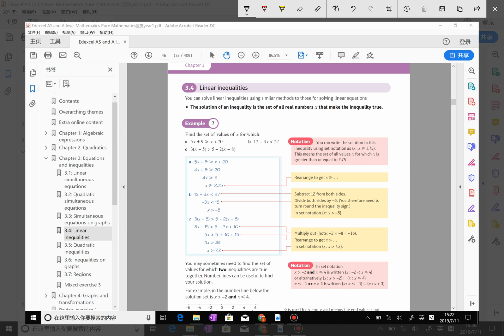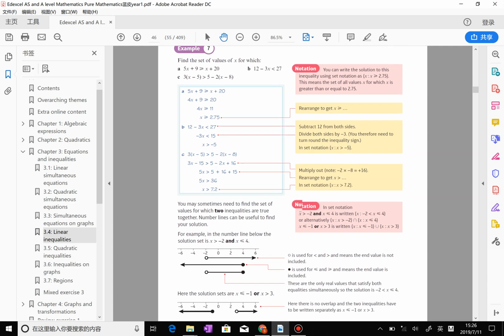So let's take a look at C. 3 bracket x minus 5 greater than 5 minus 2x minus 8. First of all, we need to take the bracket out. We have 3x minus 15 greater than 5 minus 2x plus 16. So we move all the unknowns to the left side. So we have 5x. On the right hand side, we have 5 plus 16 plus 15, so that we have 5x greater than 36. X is greater than 7.2. This is how we do the inequalities for the linear function.